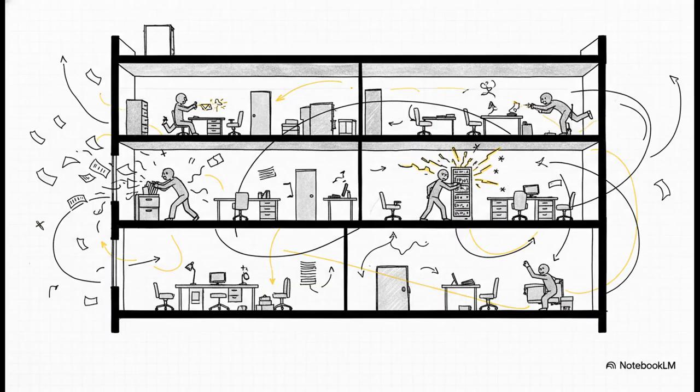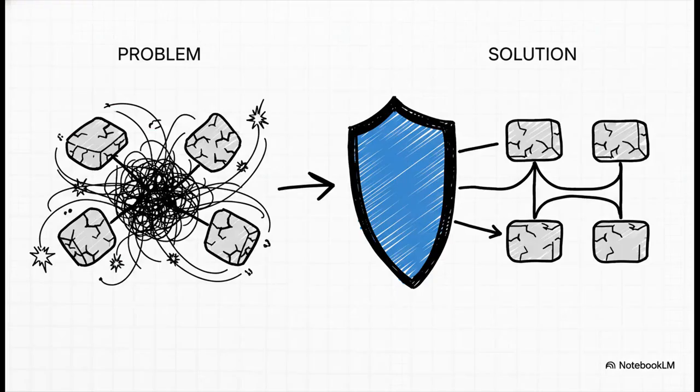I mean, just imagine an office building where there are no locks on any of the doors. Anybody can just wander into the CEO's office, start digging through sensitive files, maybe even start messing with the server room. It would be total chaos, right? Well, that is exactly what happens in a software project when you don't have proper access control. We call this code chaos.